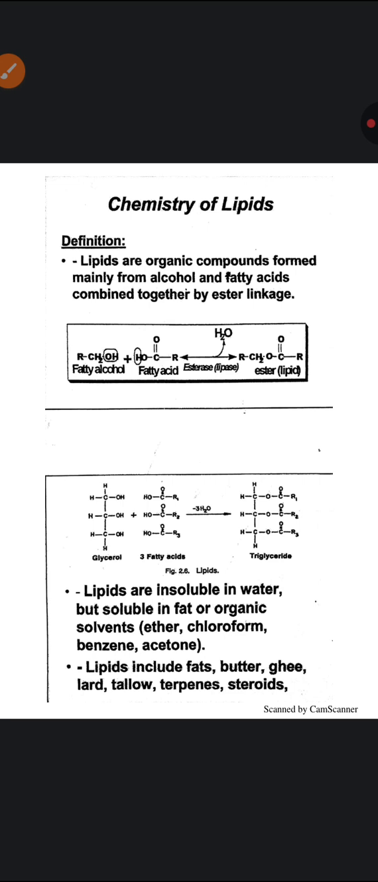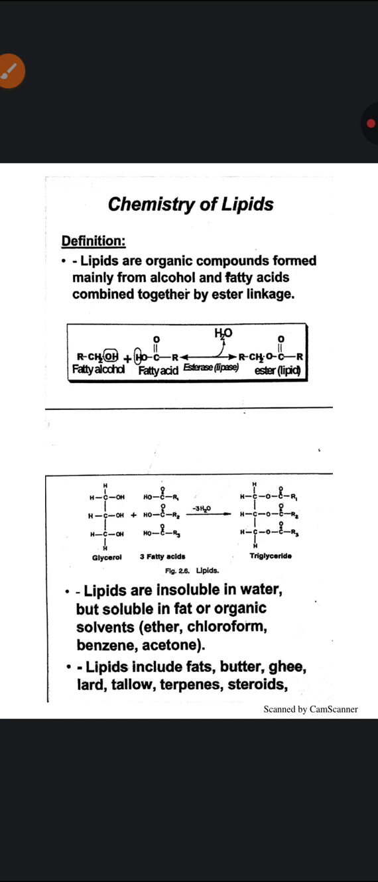So lipids, introduction to lipids. Lipids are of great importance to our body. They provide energy and they play important role in cellular structure and various other biochemical functions. Lipids are a heterogeneous group of compounds, and therefore it is rather difficult to define them precisely.